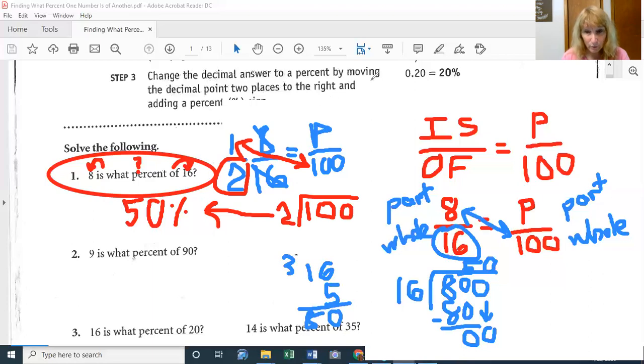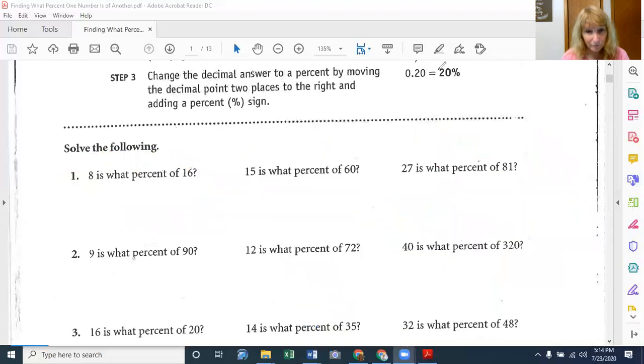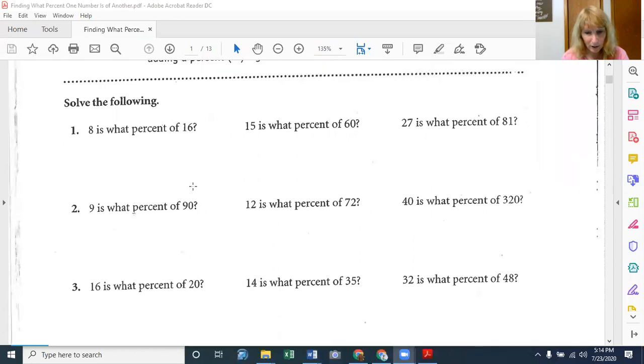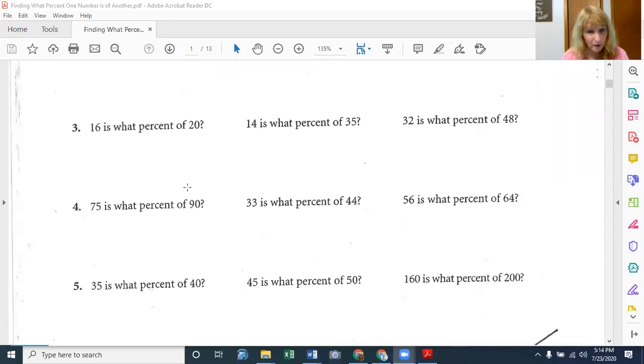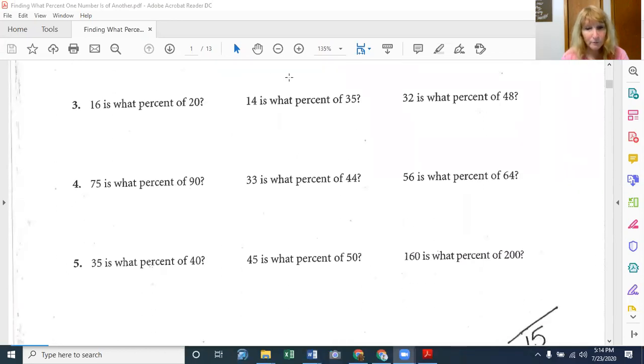Okay, let's try another one. Let me clear this. Let's take a look at one down further. Let's look at row 4. 75 is what percent of 90? If you want to pause the video and try it first yourself and then see if you get the same answer, go right ahead and do that, and I'm going to start working the problem.